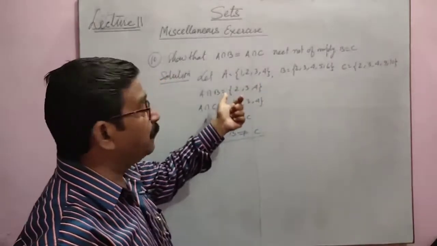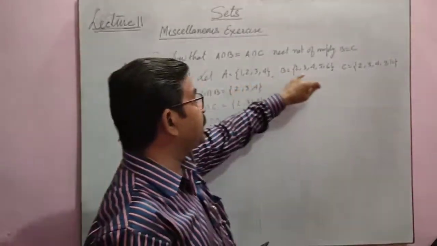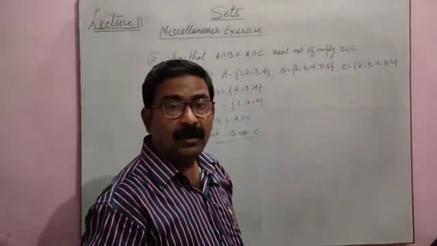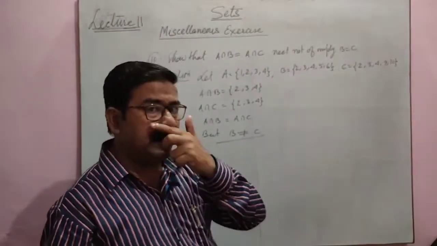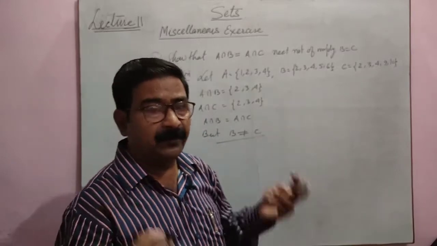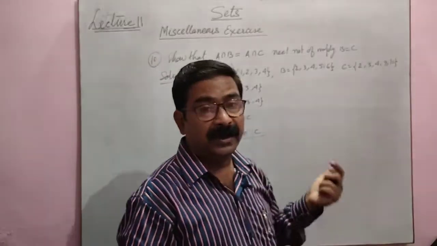Means taking examples such that the three sets are not equal, but their intersections must be equal. So you may choose any type of element, and you can show the result.